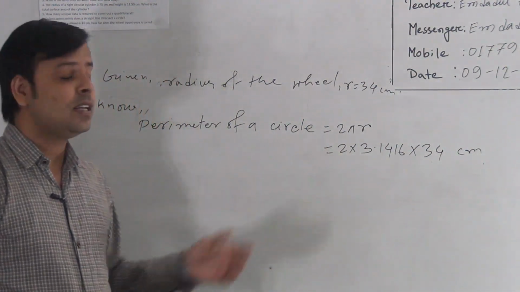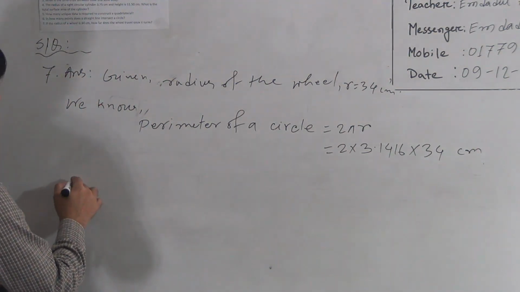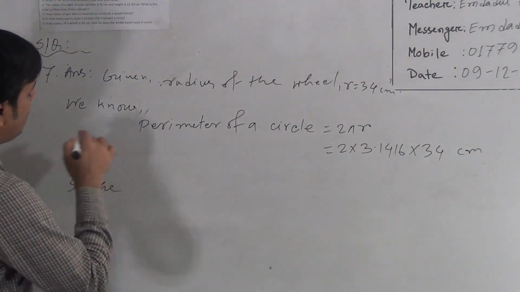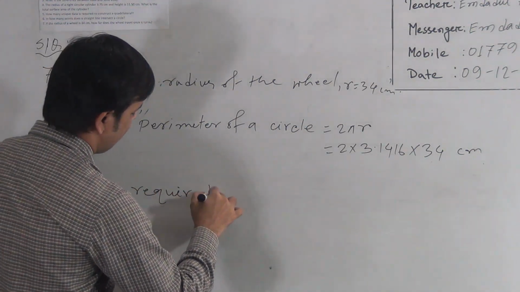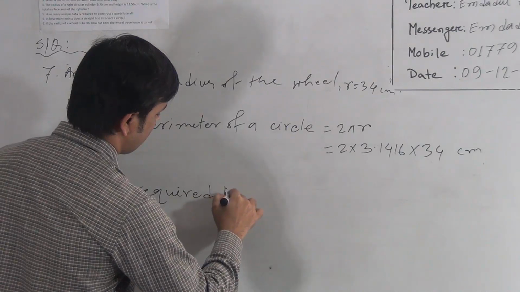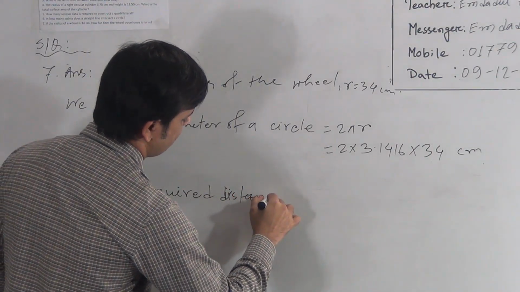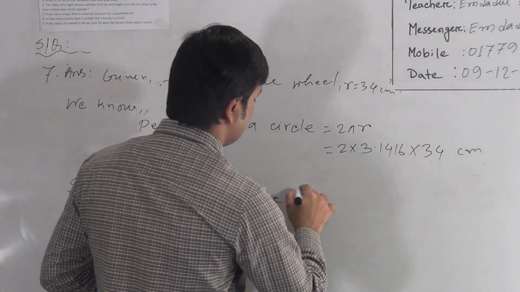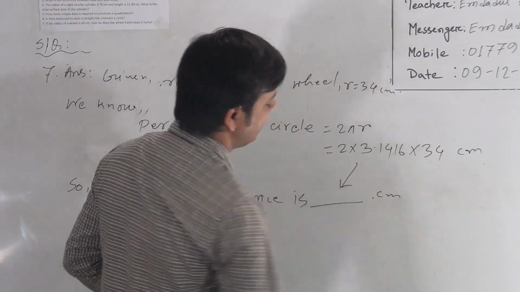Okay, dear students, so at last you can write, so the required distance is, you will write the answer from this multiplication.